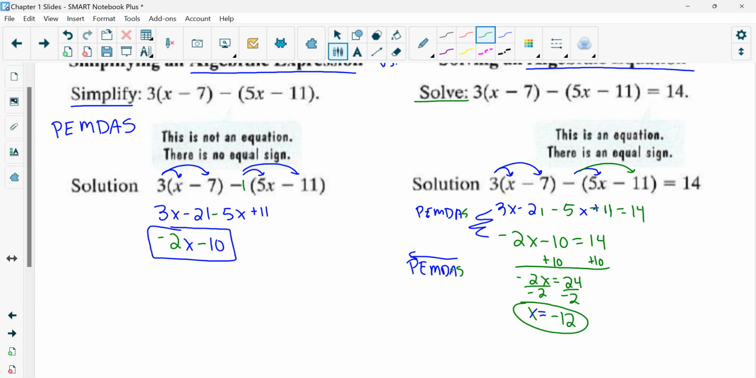So these steps here are the solving, which is the PEMDAS backwards. But again, in the end, notice I have x equals. Okay, if you have an equation, you need x by itself, x equals. If you have an expression, there's no equal sign. So that, again, was part of this section. And then the last part of the section is rational equations.